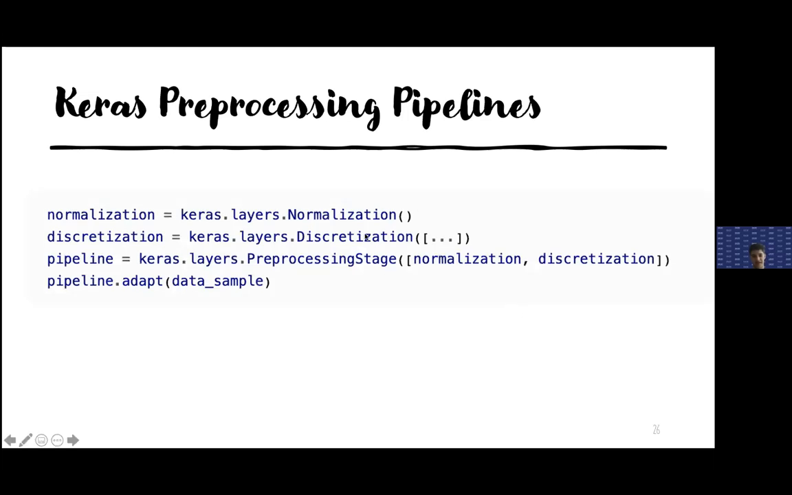Another thing that Keras can do, which is really nice, is just like in scikit-learn where we have pre-processing pipelines, we also have a Keras pre-processing pipeline. So let's say we have two layers that we define, the normalization layer and the discretization layer. We can pipeline them together in the pre-processing stage and normalize them on the fly. The pipeline is just a layer, so you have to call the adapt function on a data sample to begin as well.